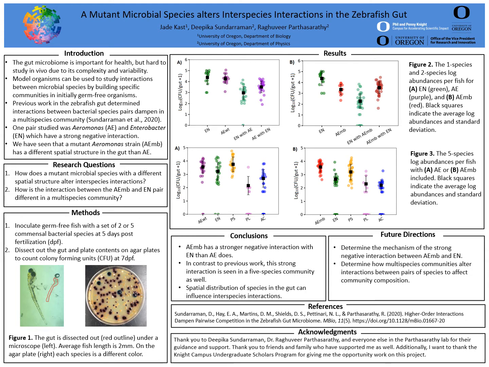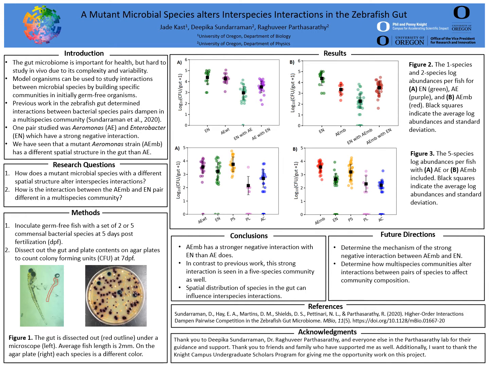In my work, I use a mutant Aeromonas strain referred to as AEMB for mucus blind because it doesn't recognize the glucanac sugar in gut mucus. We have seen that this mutant has a different spatial structure in the gut where it aggregates less than the wild type, so I studied how this characteristic would affect its interspecies interactions.